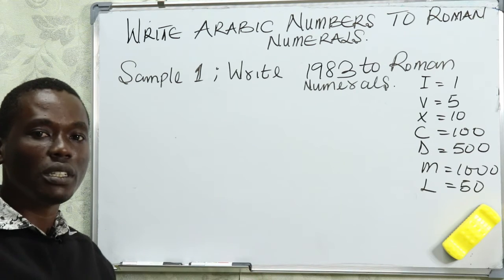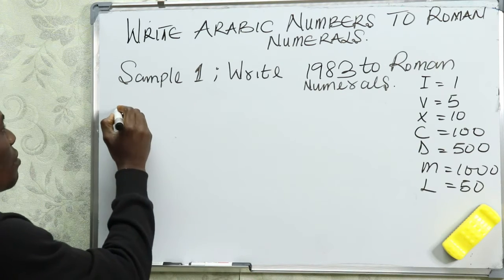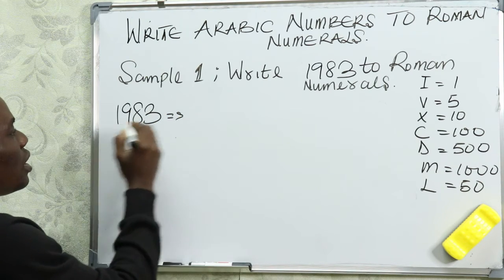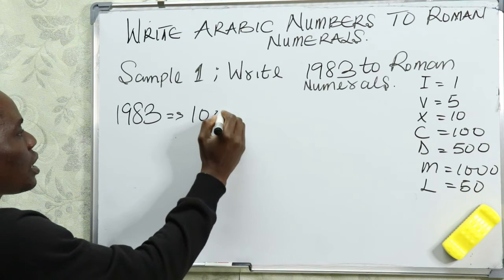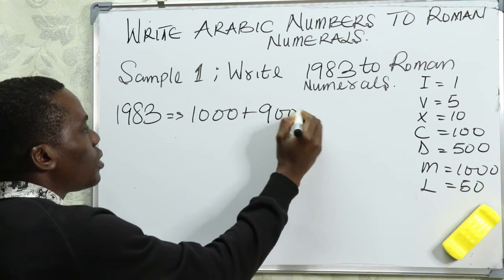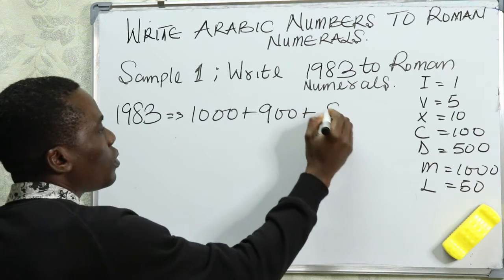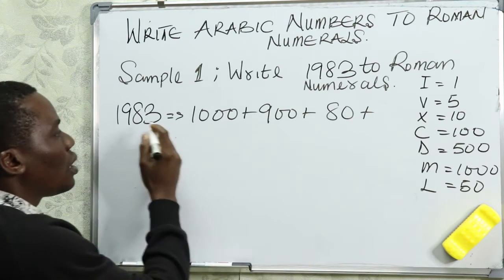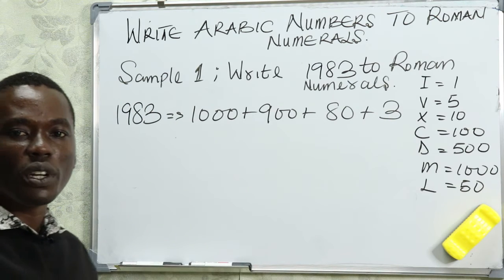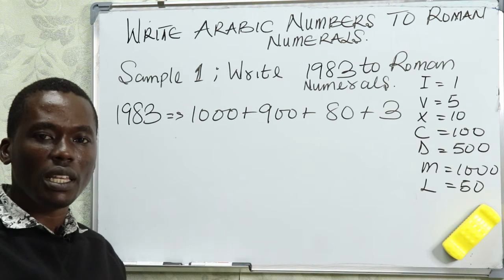To expand the value. Now we have our 1983. We want to expand this. 1 is in the what? Is in the thousands. Very good. 9 is in the what? 100. 900. Plus 8 is in the what? 80. Plus what? 3 is in the what? In the units. So you see, we've broken them into their various place values.